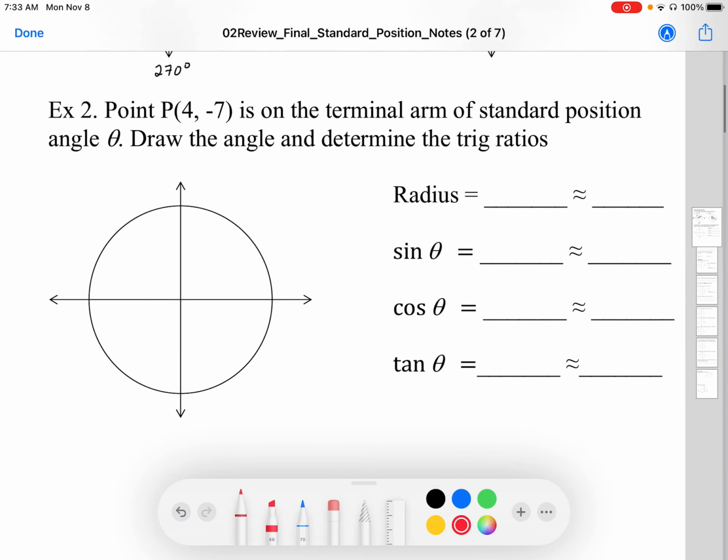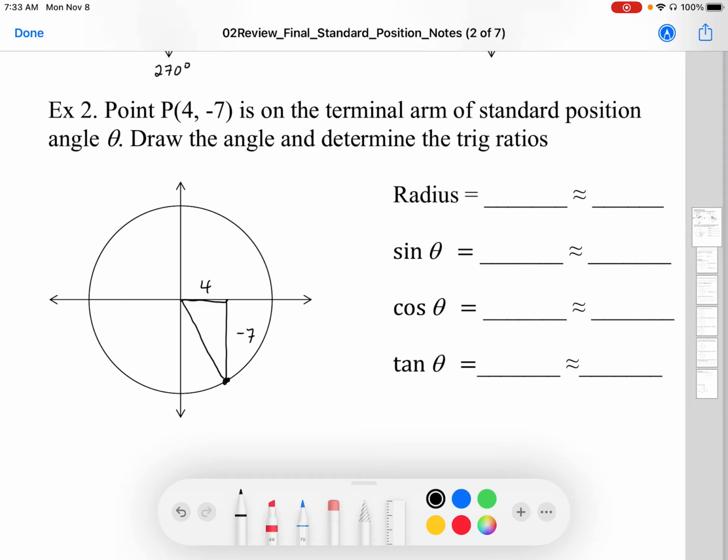So this example here, it tells us the positioning with a coordinate. So at +4, -7, maybe somewhere around here. Okay, it's in quadrant 4. So I'm going to go over about +4, -7. And that gives us a location.